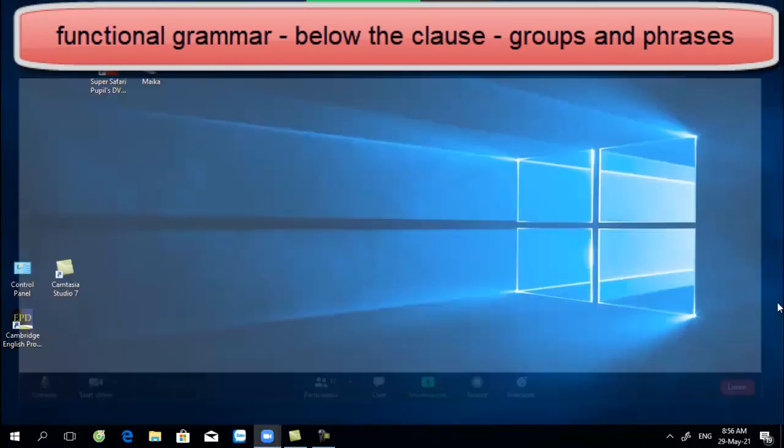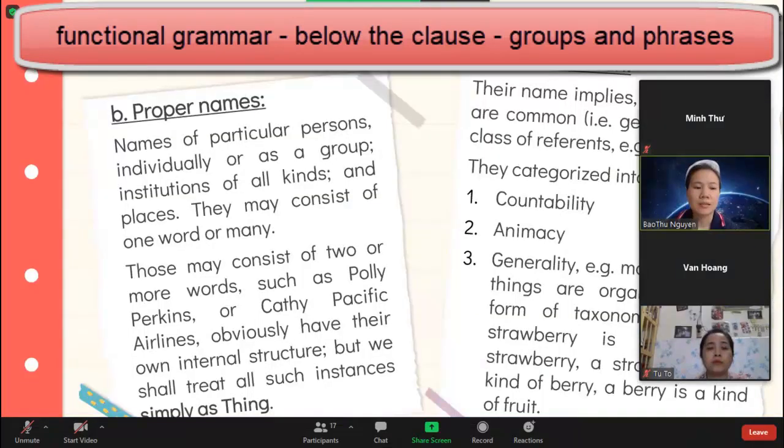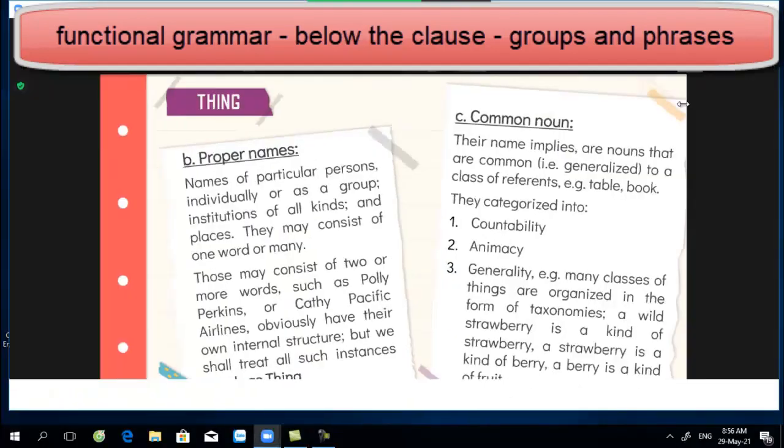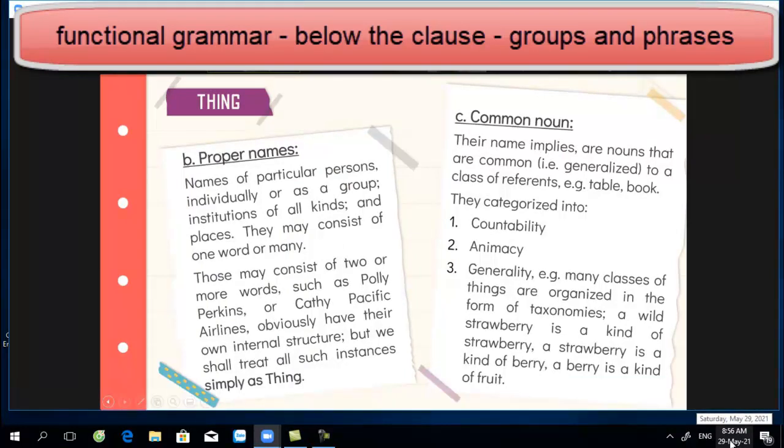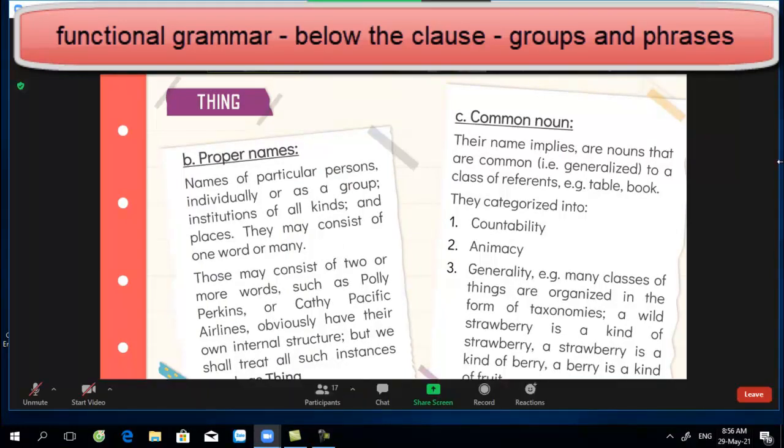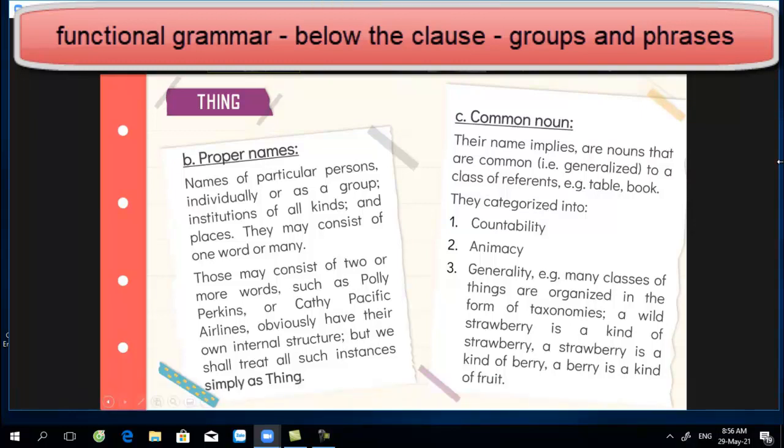About proper names of particular persons individually or as a group, institutions of all kinds and places. They may consist of one word or many words. Though they may consist of two or more words, such as Polly Perkins of Cathay Pacific Airlines, which obviously have their own internal structure, we shall treat all such instances simply as thing.